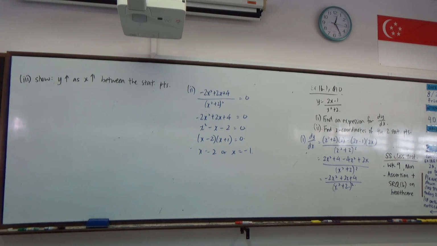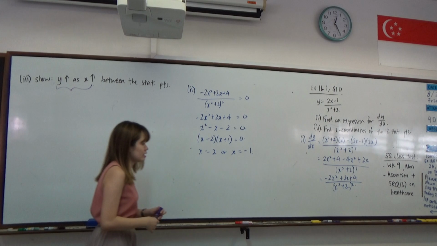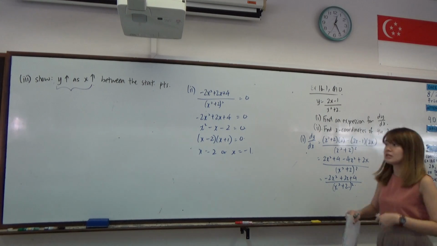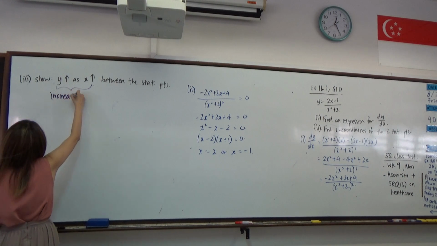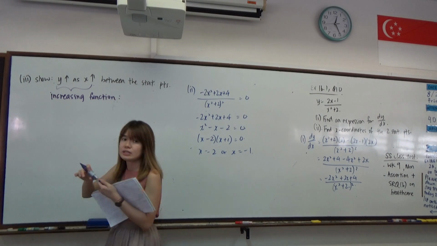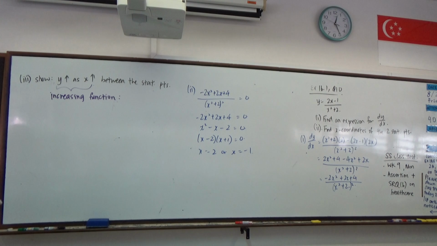Okay, so for part 3 itself, we are required to show that y increases as x increases between the stationary points. So y increases as x increases, what this implies is that it is going to be an increasing function. If you recall, that is what we did in chapter 15, knowing what is an increasing function. How do we show that it is an increasing function? What is the property that we're going to be looking for in increasing functions?